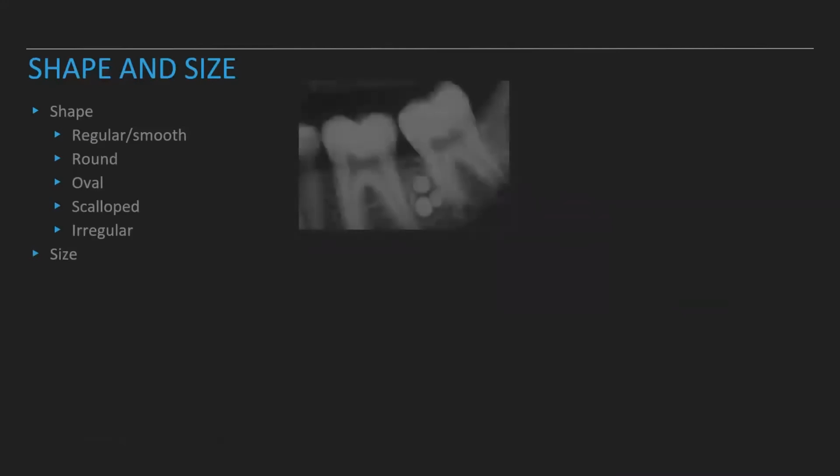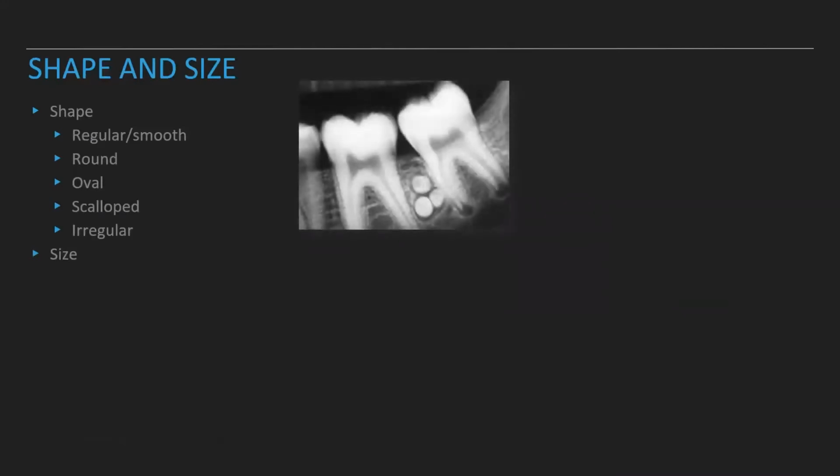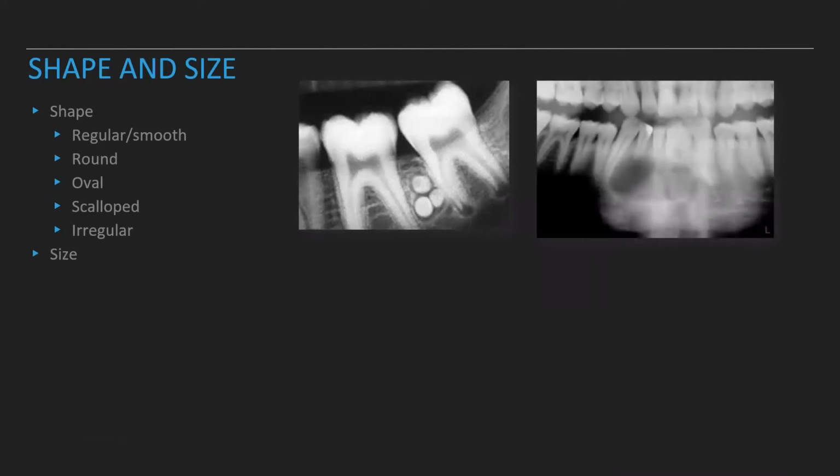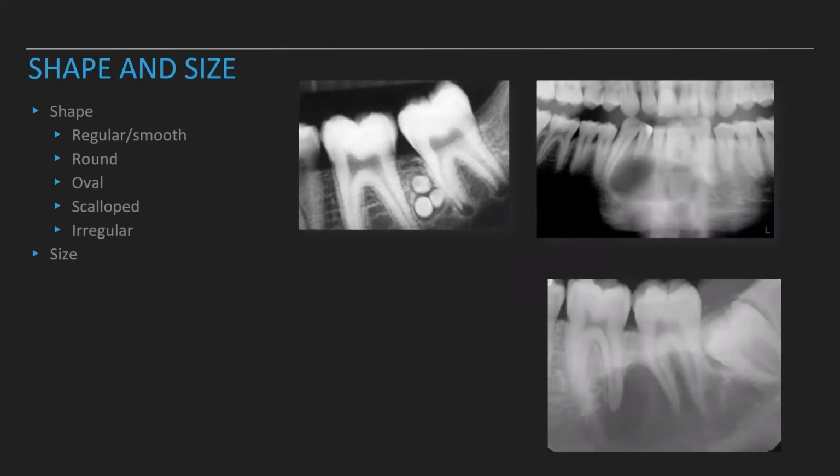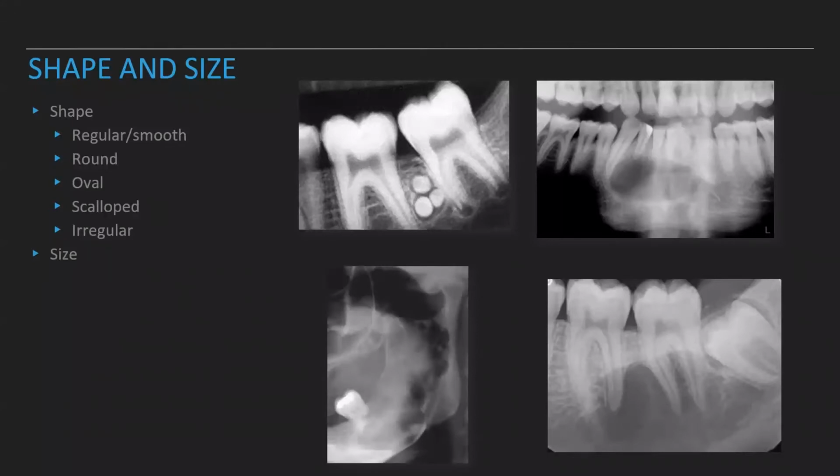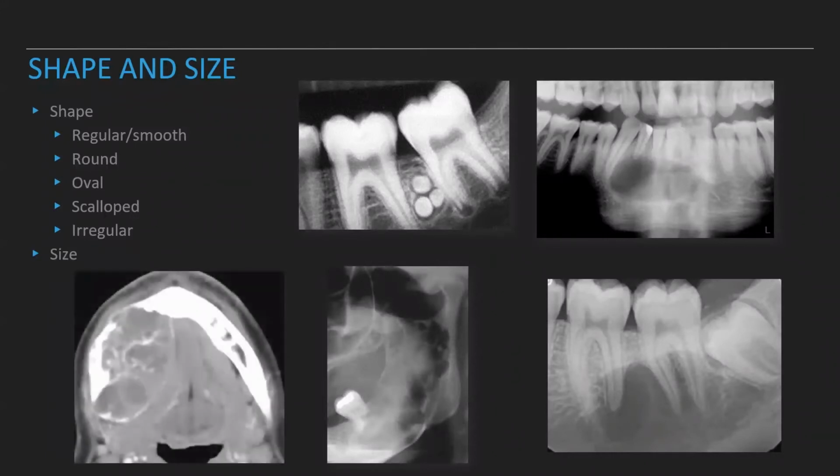The shape and size. Is it small and regular, smooth, round shape like these odontomas? Is it more oval shaped like the simple bone cavity? Is it scalloped? As you see, the lesion scallops along the roots. There's no root resorption. Is it a moderate to large lesion like this ABC? You can see some severe horizontal root resorption going on for this ameloblastoma, sorry. And then this one's a very large lesion. This is an aneurysmal bone cyst. You can see the large expansion.